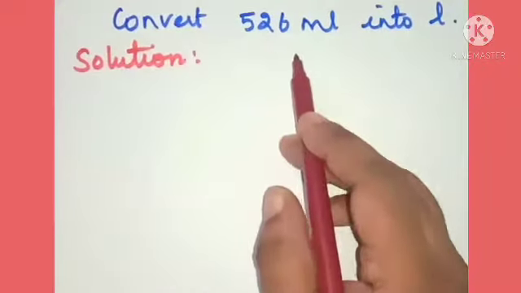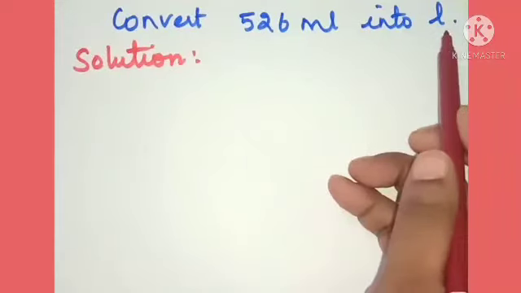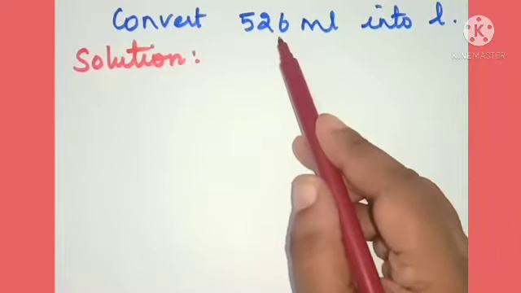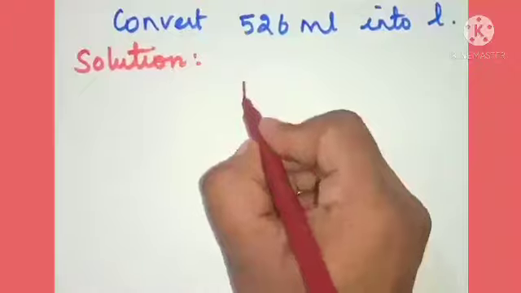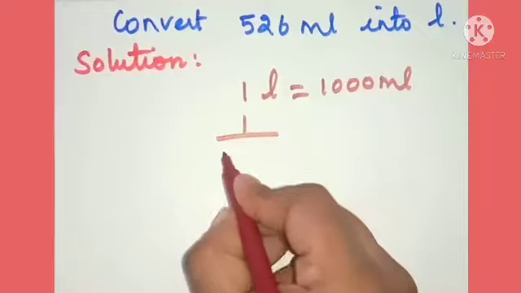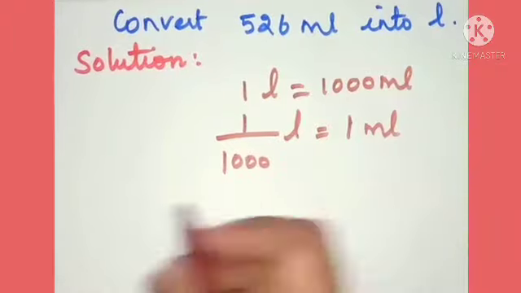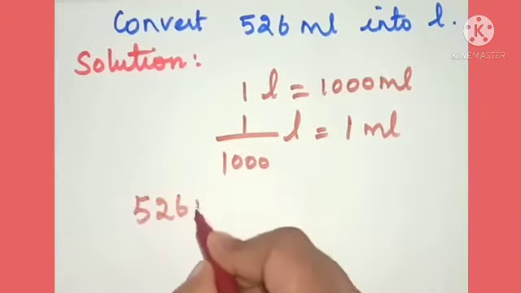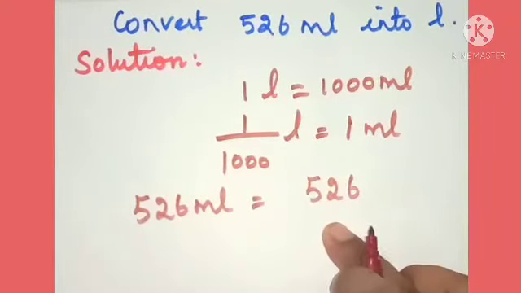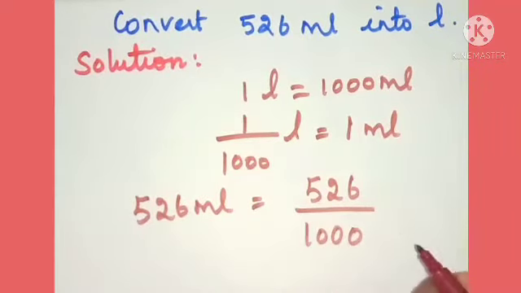Convert 526 milliliter into liter. Here from smallest unit to bigger unit, so you need to divide 526 by 1000, because 1 liter is equal to 1000 milliliter. So 1/1000 liter will be 1 milliliter. So here we can convert milliliter into liter by dividing 526 by 1000.